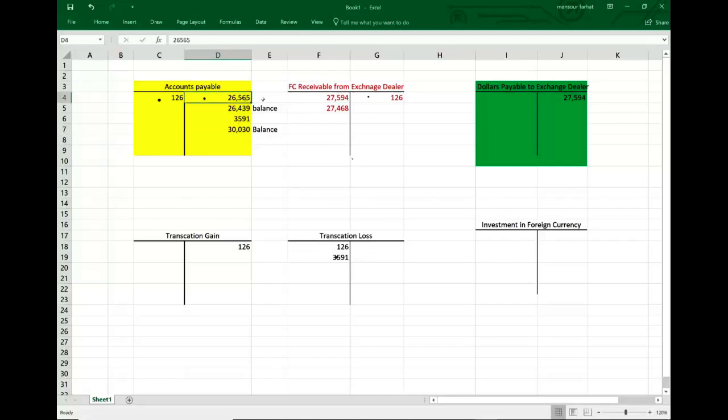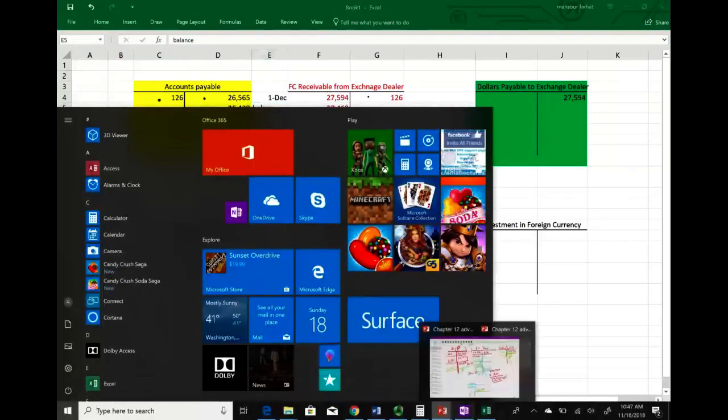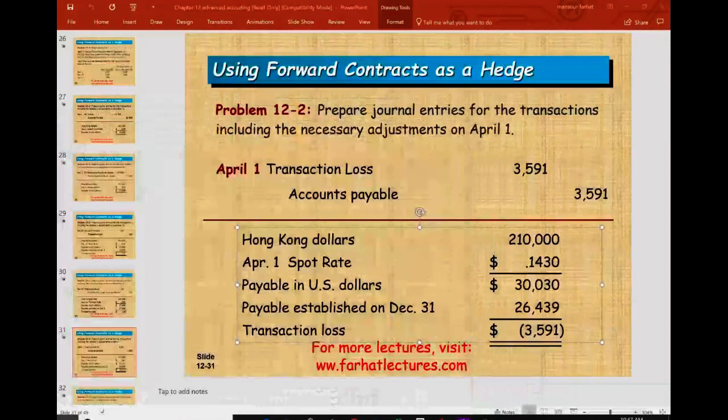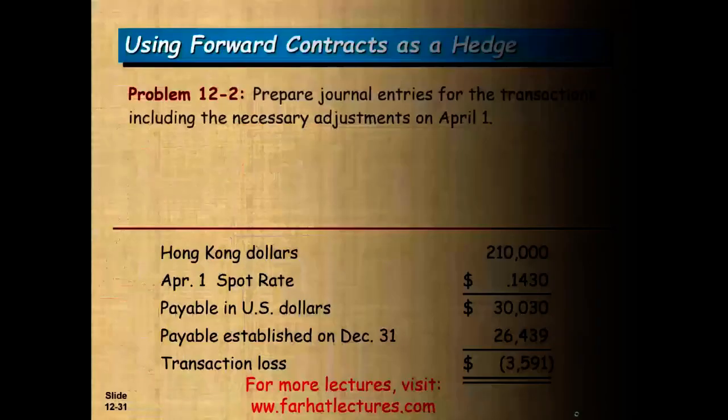And my final balance for the payable is $30,030. Now, when I first started this on December 1st, I thought I was only responsible for 26,565, but based on the spot rate, I would have been responsible for $30,030. This is the bad news for me. But what's the good news? I don't care. Why? Because the good news is I hedged my position. That's the purpose of the hedge.